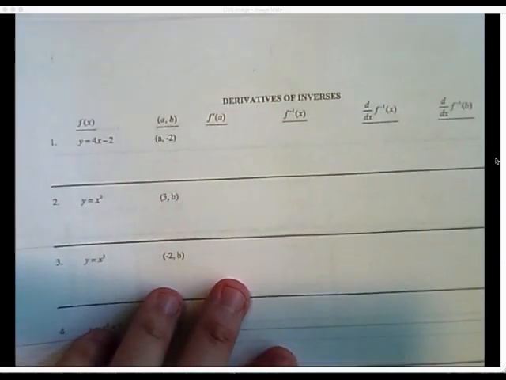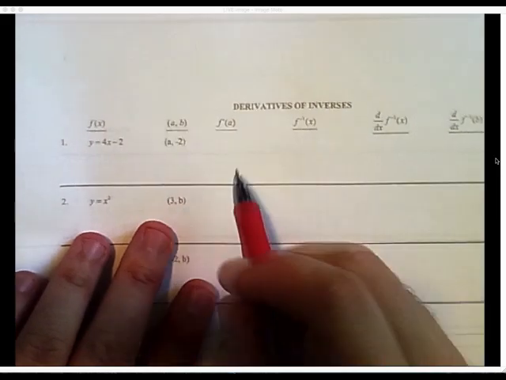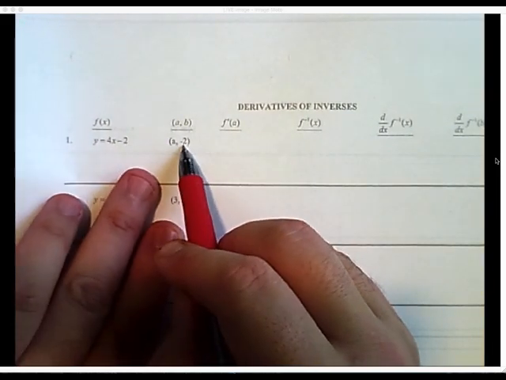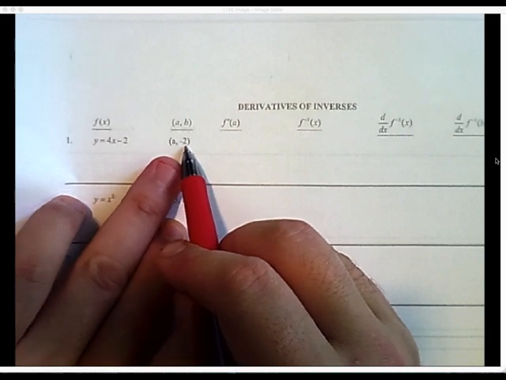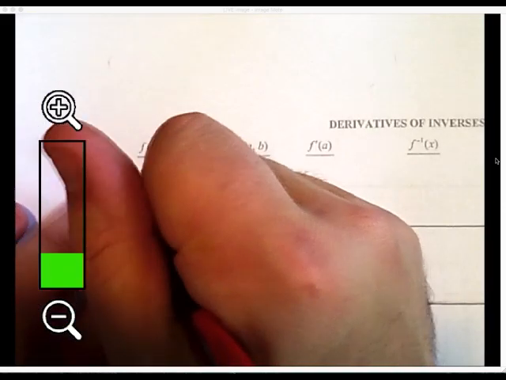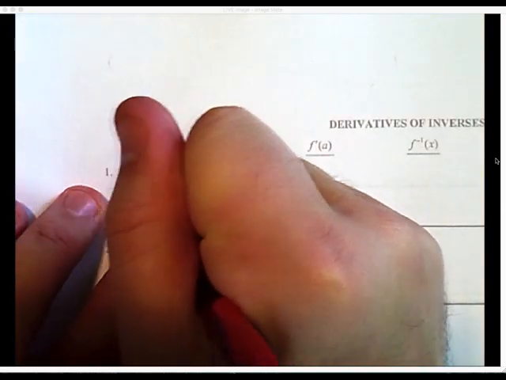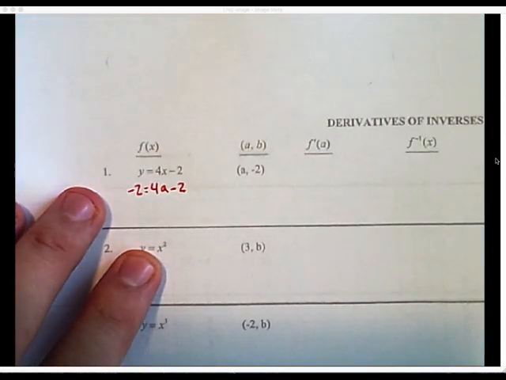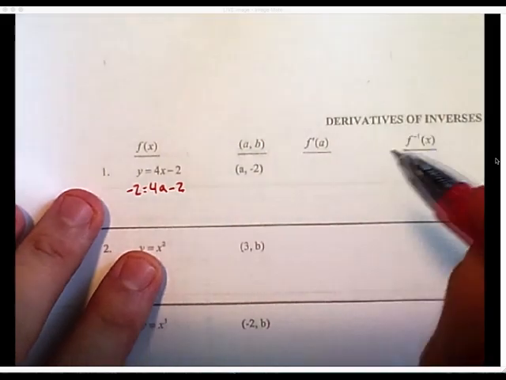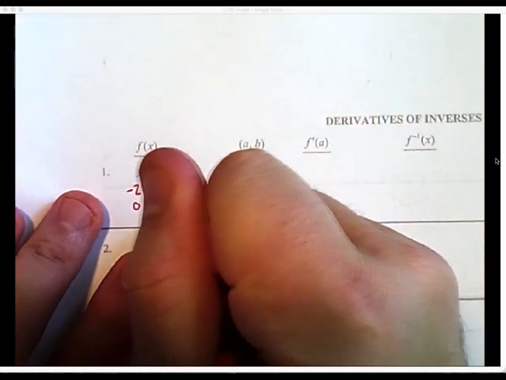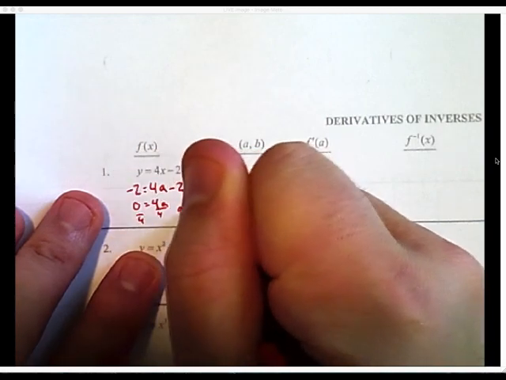So for example here, they don't give me the a value in the first problem, but they do tell me the y value is -2. So if I just do some algebra here, plug -2 in for y, plug a in for x, and solve it out. So add 2 to both sides. And that would be 0. 0 equals 4a. Divide both sides by 4. And I know right away that a equals 0.